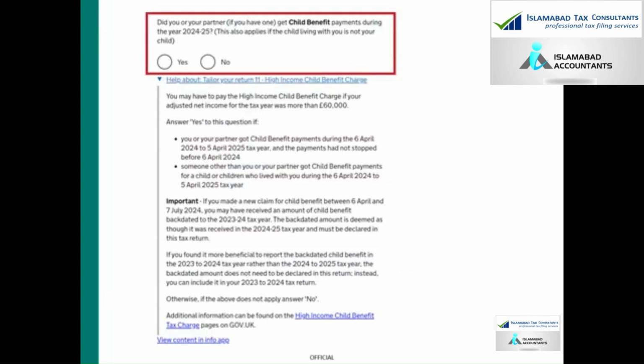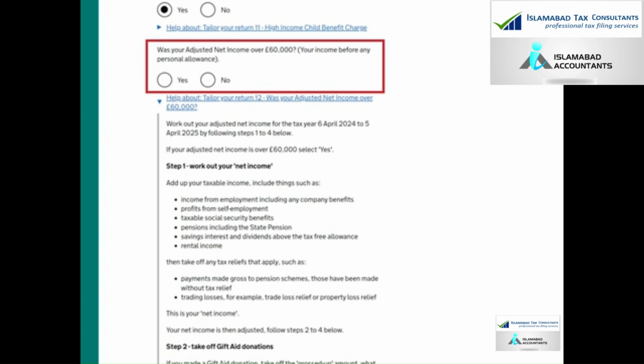This question about child benefit payments in 2024 to 2025 is about the High Income Child Benefit charge. If you answer yes, we then ask if your adjusted net income was over £60,000. The Help About link gives you a step-by-step guide for how to work out your adjusted net income. If you answer yes to this further question, you will need to provide more information about your child benefit payments later in the tax return.